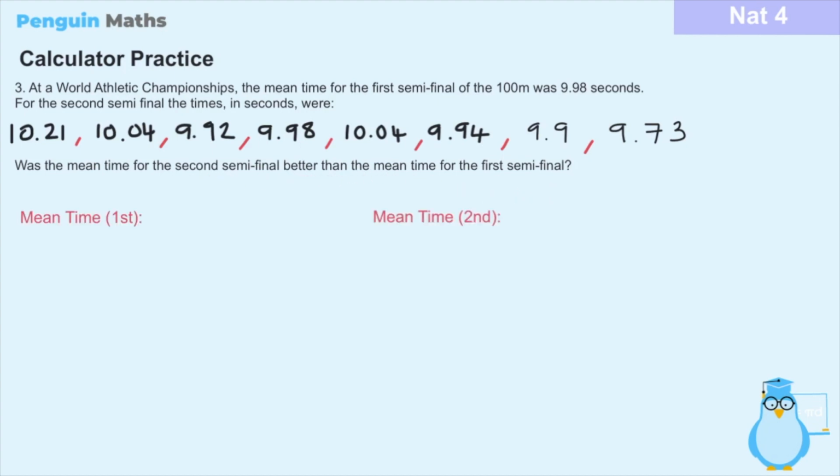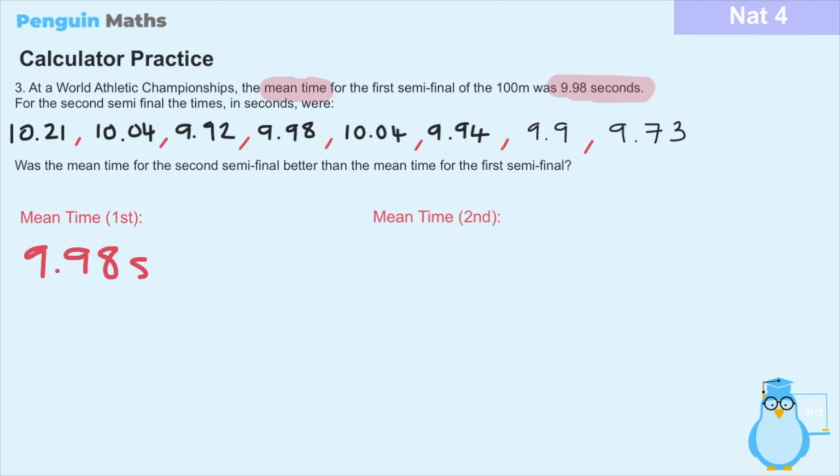So basically, for the 100 metre race event, we have two lots of semi-final times, and what we have to do is compare the first semi-final average time or mean time to the second semi-final mean time. And the question tells us that we already have the first mean time, which is 9.98 seconds, so we can just write that in. So that's the first one, and now what we have to do is figure out the second one and compare to see which time is better.